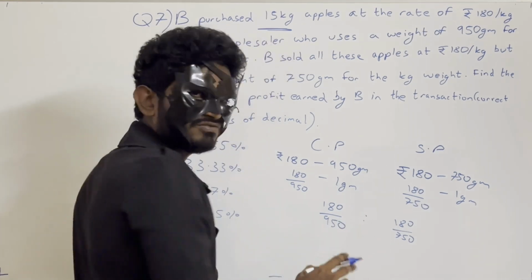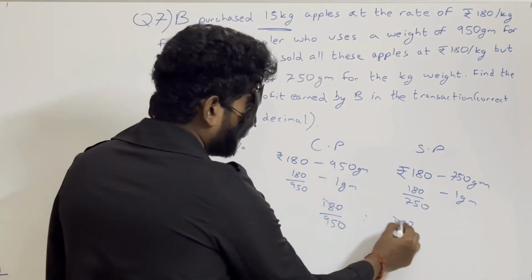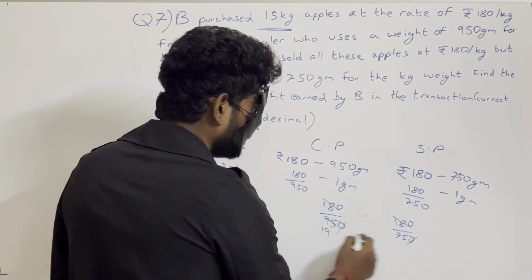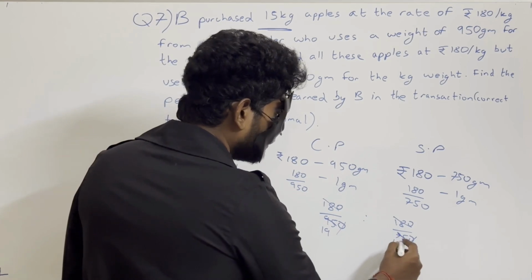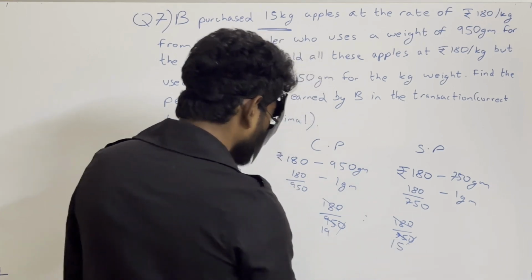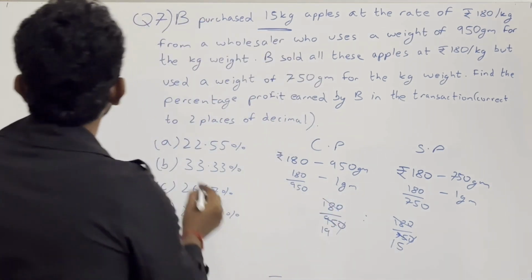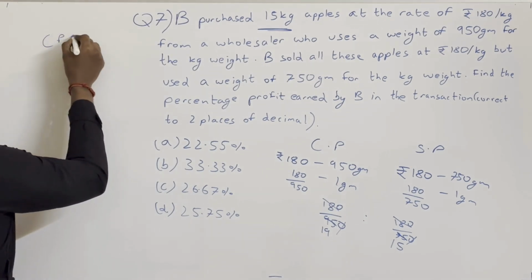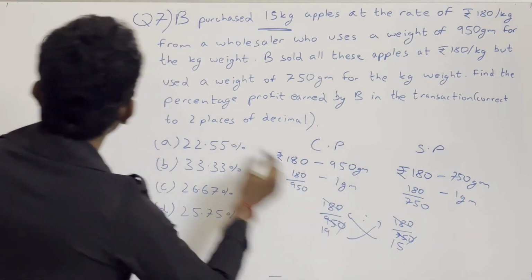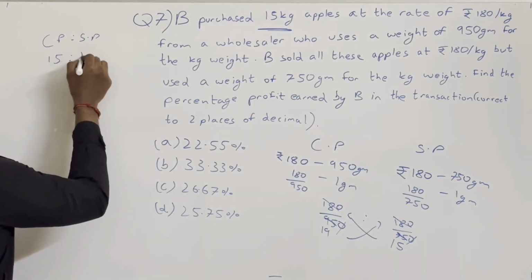Now find the ratio of these two. 180 and 180 will get cancelled. 5 19s are, 5 15s are. So cost price is to selling price will be nothing but, this will come here and this will come here, right? It will be nothing but 15 is to 19.